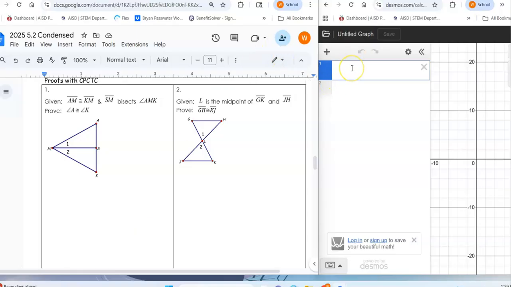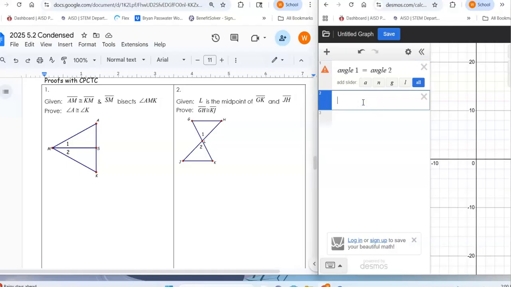All right, so I'm going to show you the proof for number one. Given: segment AM is congruent to KM. So AM is this one, KM is that one. If this was on paper, I would put little dashes here just to identify that. Also given: SM bisects angle AMK. AMK is this. I can't do an angle symbol in Desmos, so that means angle 1 is congruent to angle 2. That would be on the left side of the proof, and the reason would be definition of a bisector.